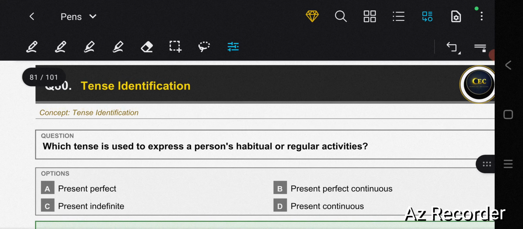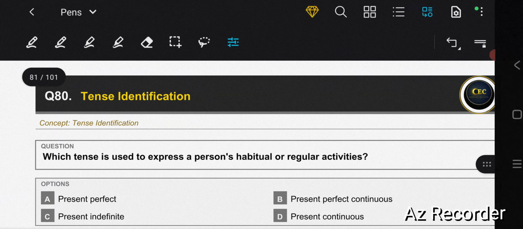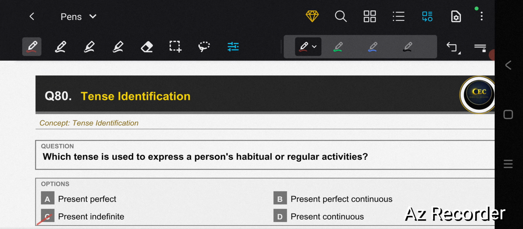Now the next question, tense identification. Which tense is used to express a person's habitual or regular activities? Habit and daily or regular activities are found in which tense? Present perfect continuous, present indefinite. And I think you got it. It obviously would be the option C. And these all are incorrect.